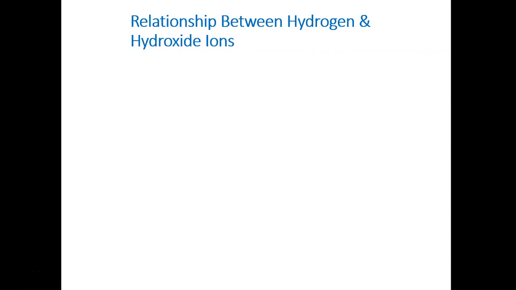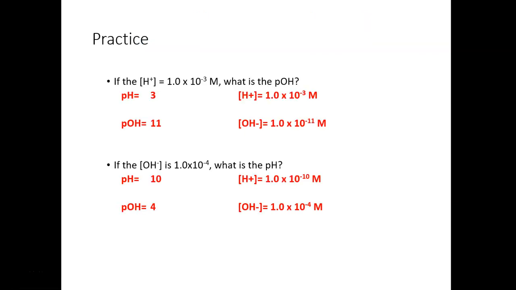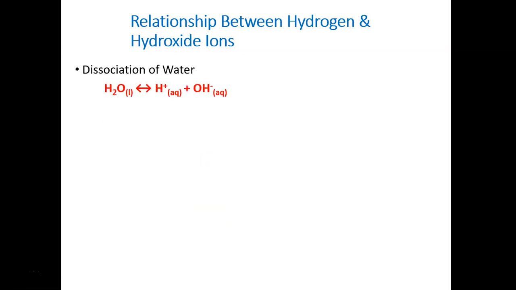All right, so just like pH and pOH have a relationship, hydrogen ion and hydroxide ion concentrations have a relationship. And if you look at the sum of the exponents, you might notice that they're always going to add up to the same thing, and that's 14. So this relationship exists because of the dissociation of water. So even in totally pure water, some water molecules naturally dissociate or break up into hydrogen and hydroxide ions.